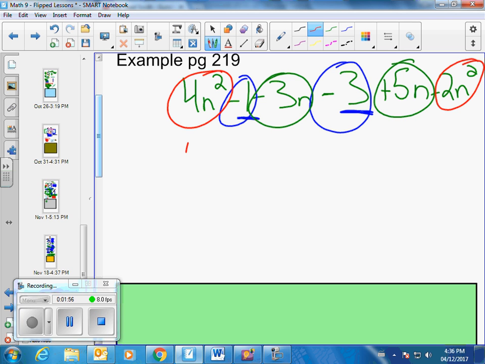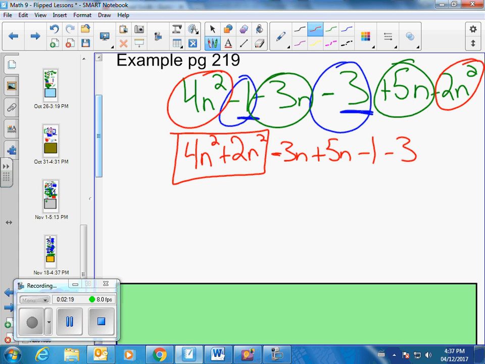So what I'm going to do is actually rewrite this equation with all of my like terms grouped together. So I have 4n squared plus 2n squared minus 3n plus 5n minus 1 minus 3. Now I'm going to combine each of my like terms and simplify it as best I possibly can.